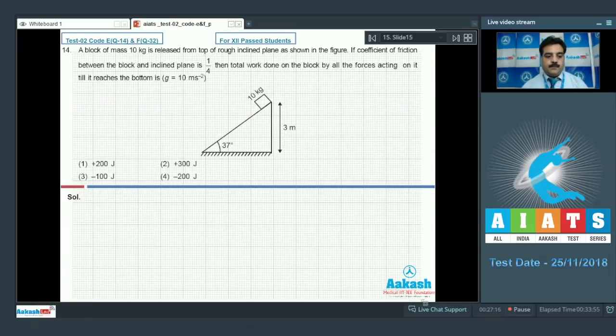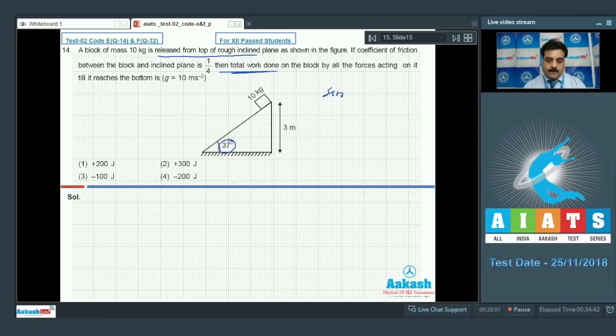In question number 14, a block of mass 10 kg is released from the top of a rough inclined plane as shown in the figure. If the coefficient of friction between the block and inclined plane is 1 by 4, then total work done, look, total work done means work done by all kinds of forces acting on the block till it reaches the bottom, and you can take the value of g as 10.